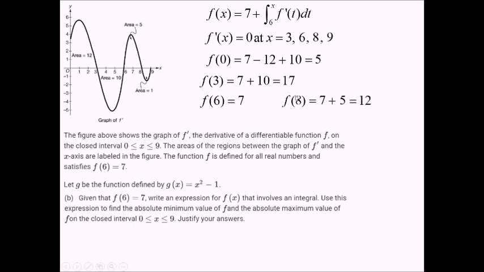And then finally we have f of 9, which is going to be 7, plus the 5 that we had from 6 to 8, minus this 1 here. And that's going to be 12 minus 1 is 11. Looking through these, the smallest value out of all of these is this 5 at f of 0, and then the absolute max is going to be the 17 that we had at x equals 3.